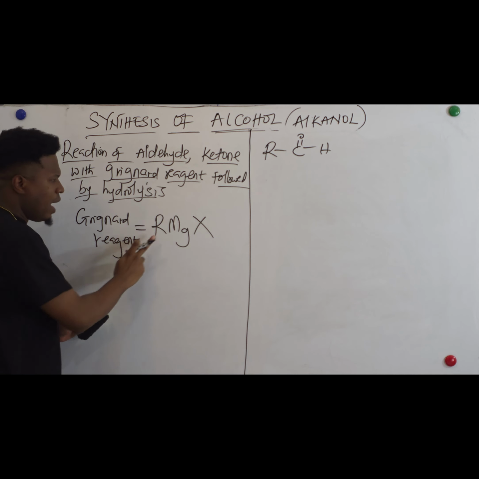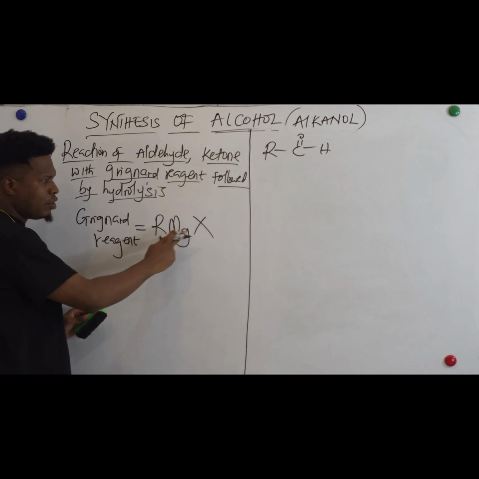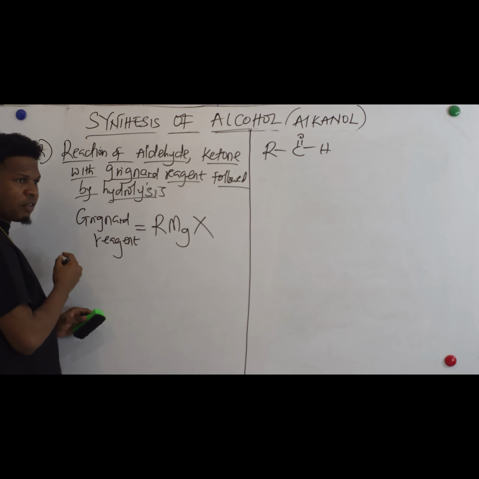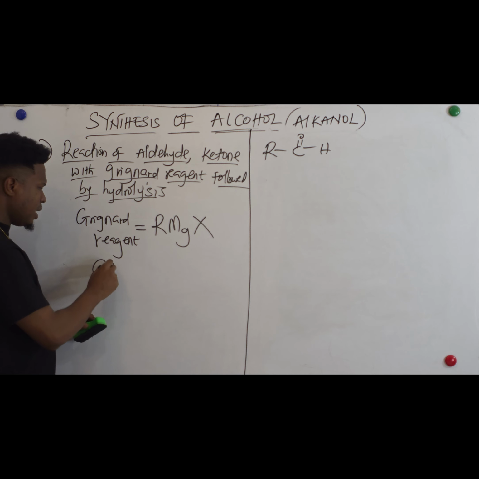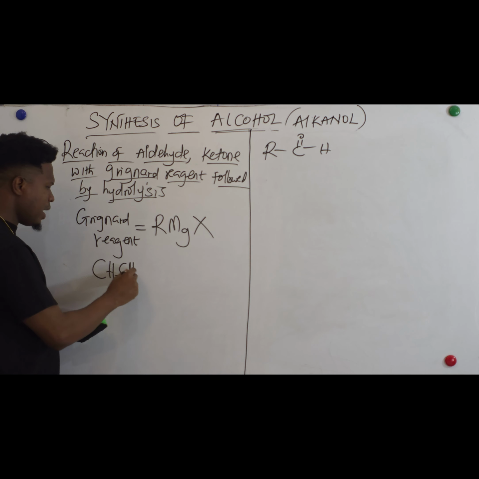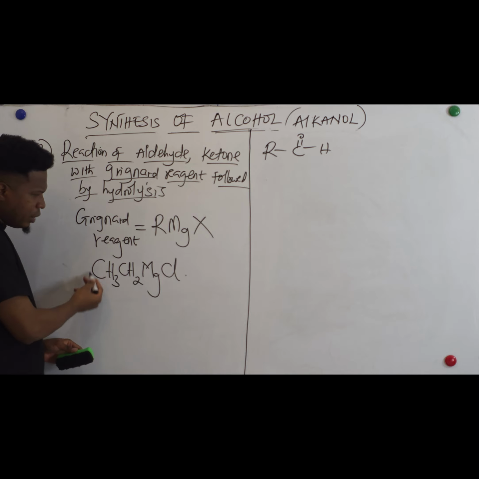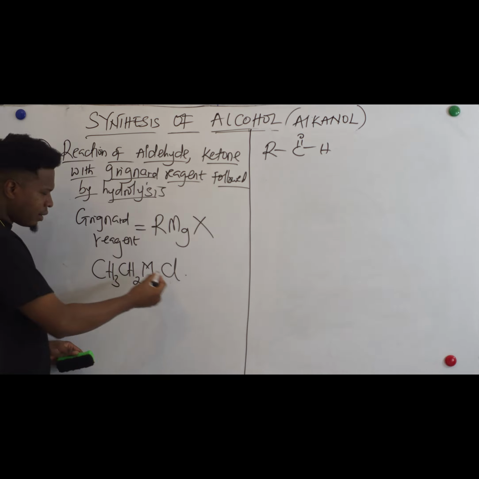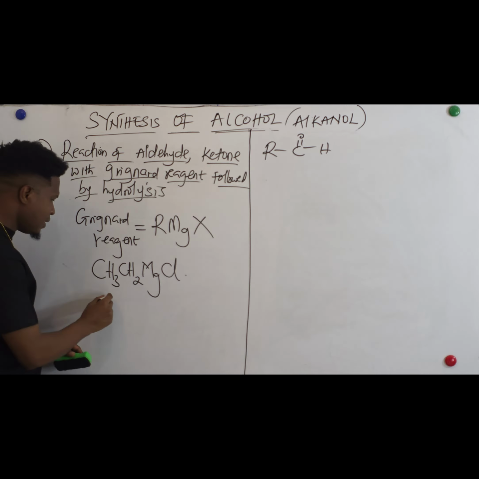RMgX, where R is the alkyl group, Mg is magnesium, and X is the halide. Examples of Grignard reagents include CH3CH2MgCl, which is called ethyl magnesium chloride, and another example, CH3MgBr, which is methyl magnesium bromide. So this is a Grignard reagent.